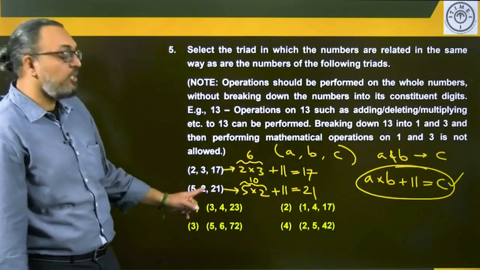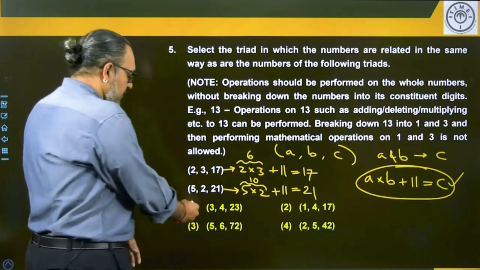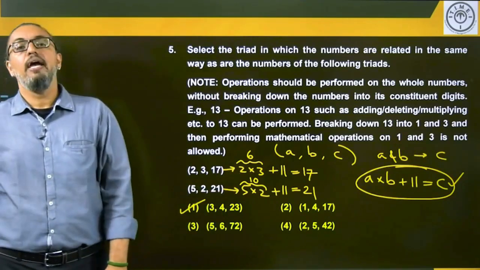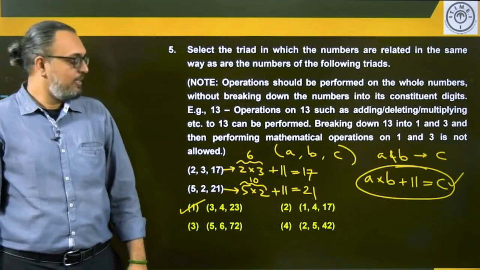Now look at the first option, 3 into 4, 12. 12 plus 11 is how much? 23. And that's it. Choice 1 is what we have as the answer. Okay. Right.